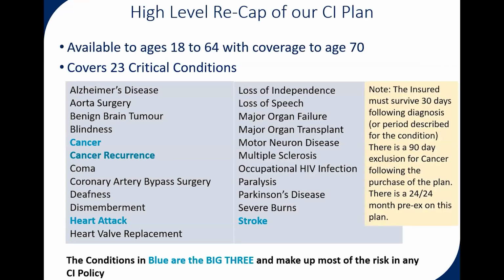Coverage is to age 70, and these are the coverages, 23 listed conditions. I've highlighted in light blue what you call the big 3. They make up 85% of claims in any CI policy out there across the country. I also have in dark blue another standard feature, cancer recurrence, I'm going to talk about in a second. But so these are the 23 coverages.